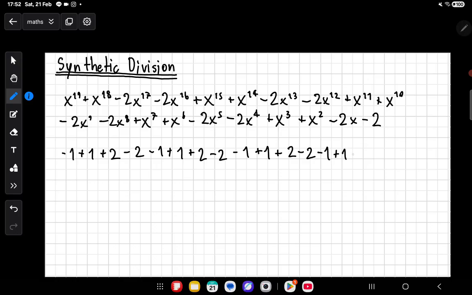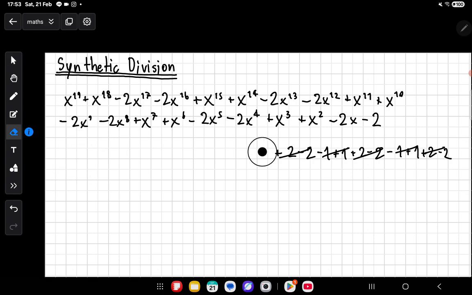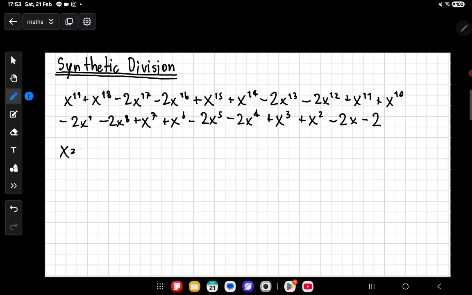7, 6, 5, 4, 3, 2, 1, 0. And then if we do the math, we could just do this, and that's equal to 0, right? It's not really a boss question anymore, is it? X equals -1, so x plus 1.